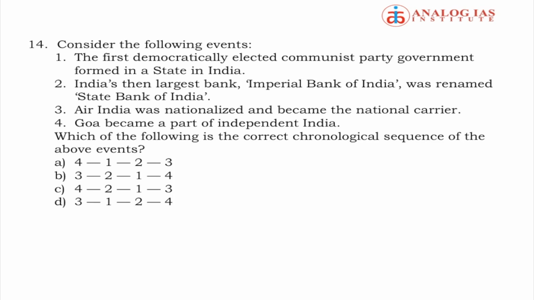The first democratically elected Communist Party government happened in the year 1957, when we had the second state assembly elections. The second statement is regarding the Imperial Bank of India, which was renamed as State Bank of India. This happened in 1955. Air India was nationalized in 1953. And Goa became part of India after Operation Vijay, when we took it back from the Portuguese in 1961. So if we arrange them in chronological order, the answer is option B, that is 3, 2, 1, 4.